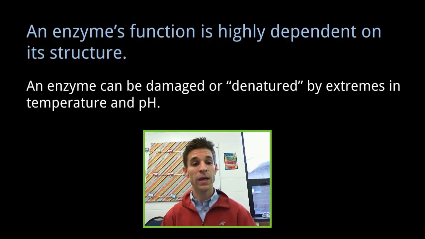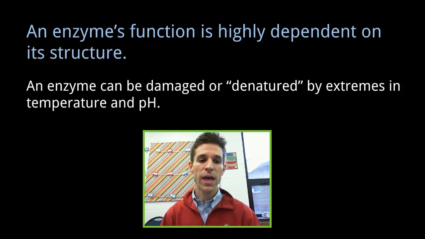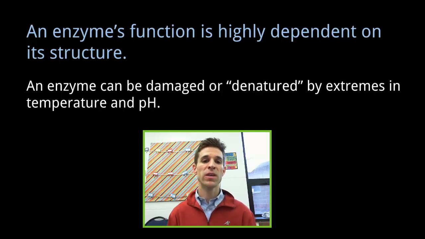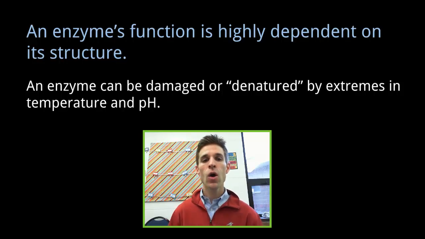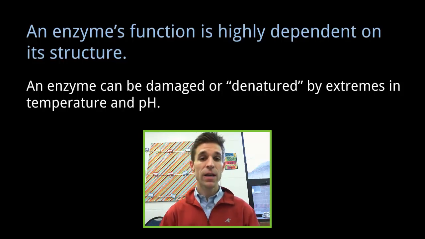The next thing I want you to know about enzymes is that an enzyme's function is highly dependent on its structure, what it's made of, and what it looks like. An enzyme can be damaged or denatured by extremes in temperature and pH. So if a cell experiences an extreme in temperature, extreme cold or extreme high heat, or extremes in pH, a situation that's high acidity or high alkalinity, the actual structure of the enzyme molecule is going to change shape. And when it changes shape, it can no longer interact with its substrates, and it can no longer help those substrates react chemically. So it's very important that a cell maintain homeostasis so that it can maintain a stable temperature and a stable pH so that all of its enzymes work properly.